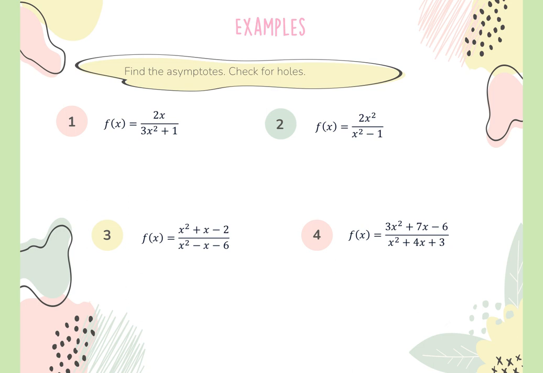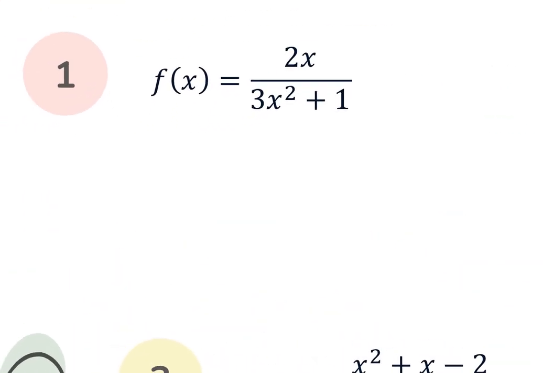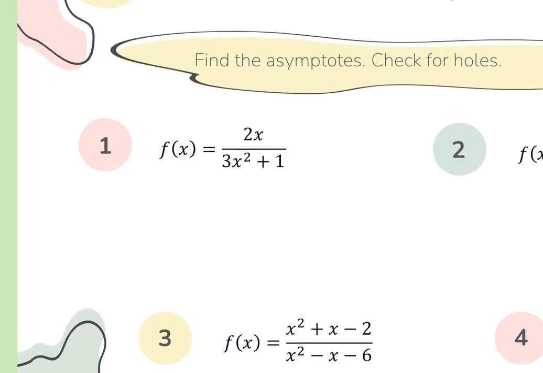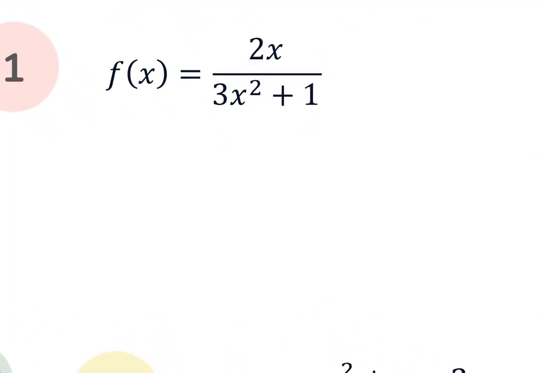All of these numbers should be different, but we're just going to go with it. This technically should be 4. Okay, it says the same thing. Find the asymptotes and check for holes. If I look at the first one, can I factor either the numerator or the denominator? Nope, nothing's going to cancel, which means no holes.